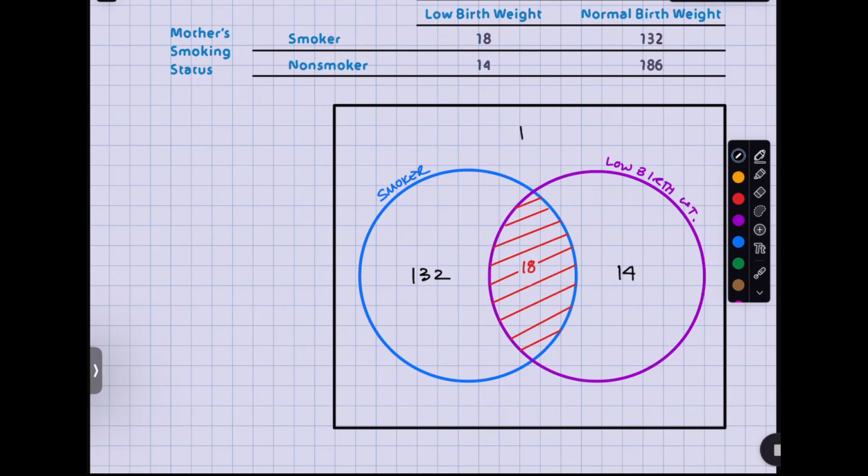This is the part that's going to make it make more sense. The 186 represents the non-smokers, right? And a normal baby weight or normal birth weight. Is that right? Non-smoker, okay?